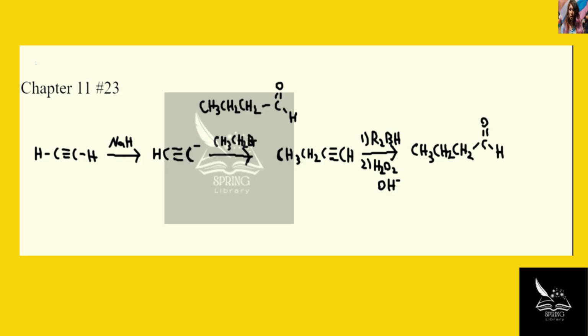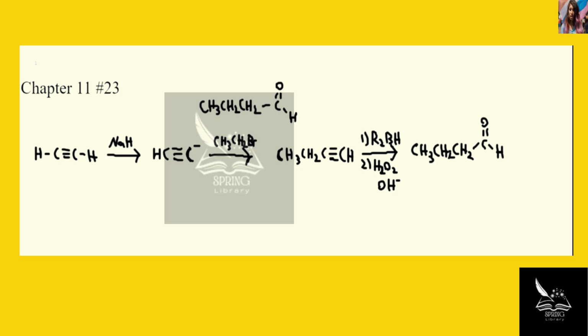And so in order to accomplish this, we need to sort of think backwards and realize that we have an aldehyde as the major functional group in our product. Remember that we can install an aldehyde by hydroboration oxidation of a terminal alkyne.